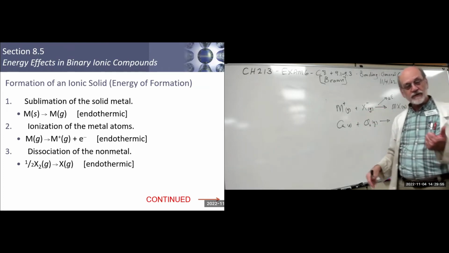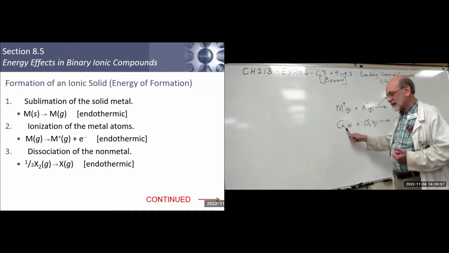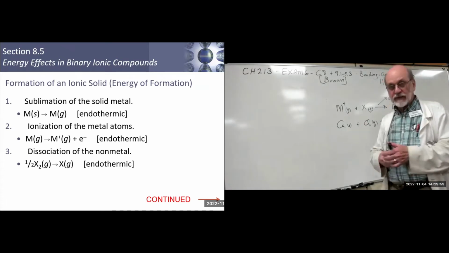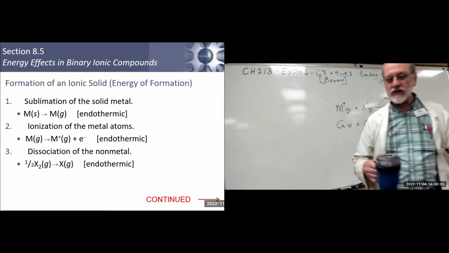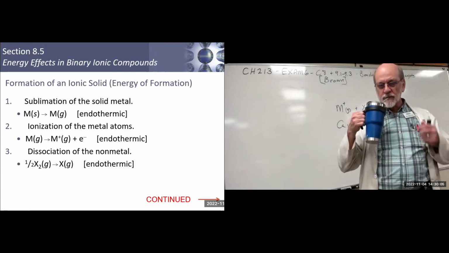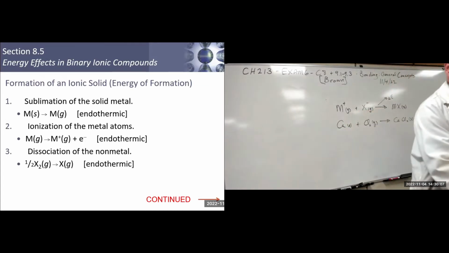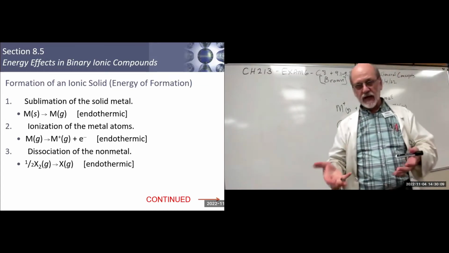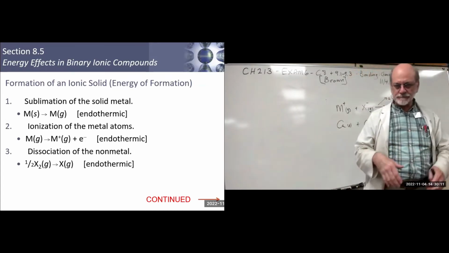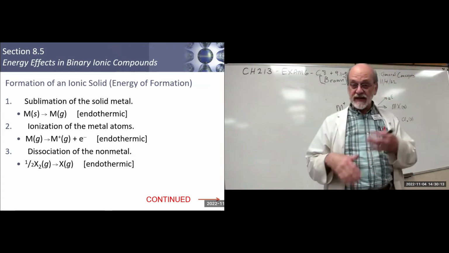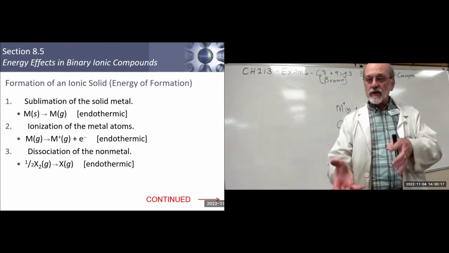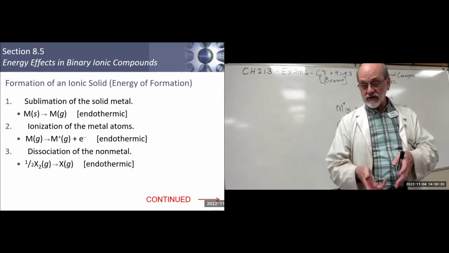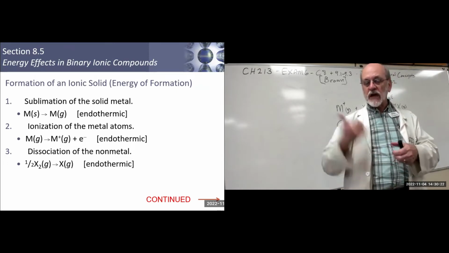But first we have to do what? We got to turn that metal into a gas. And that's the first step here. You have to, what's the sublimation energy for the solid, for the metal? Right? That's endothermic. You got to put energy in to make it into a gas. Then once it's at the gas state, then we put a little more energy into it, ionization energy, to kick off an electron.